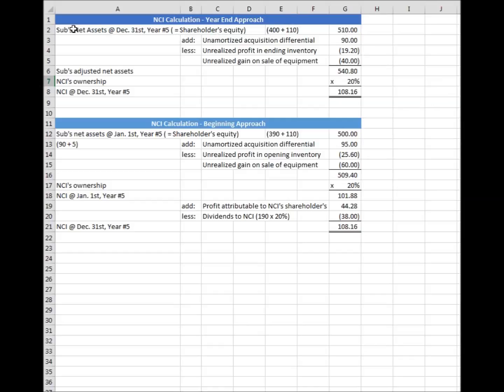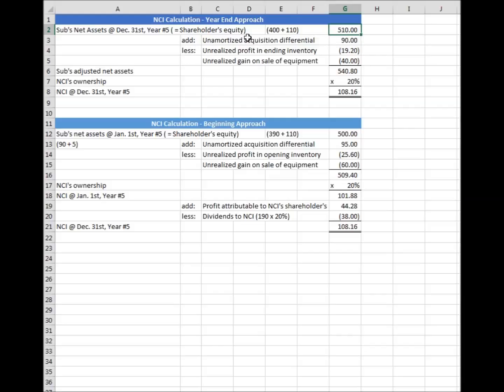All right, so starting off, we're going to use the sub's net assets at December 31st, year 5. And once again, that's equal to shareholders' equity. So the common shares, taken from the question, is 110, and then we're adding 400 for retained earnings, and that provides us with 510 over here.